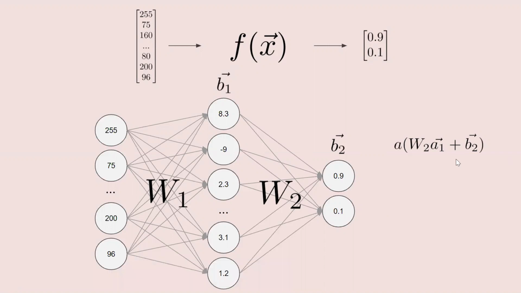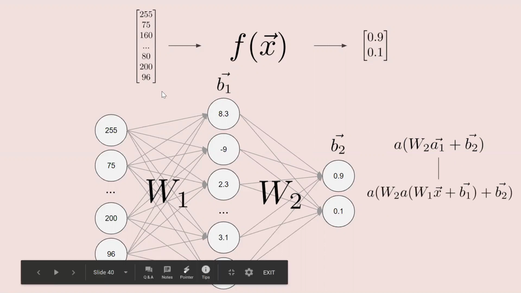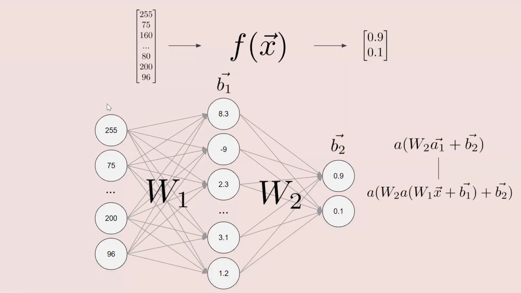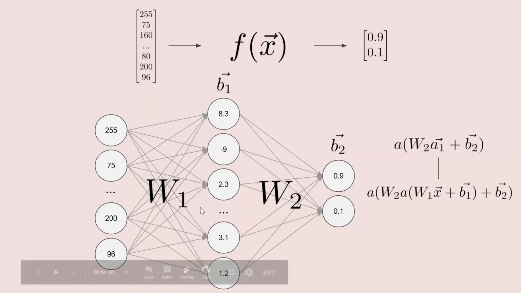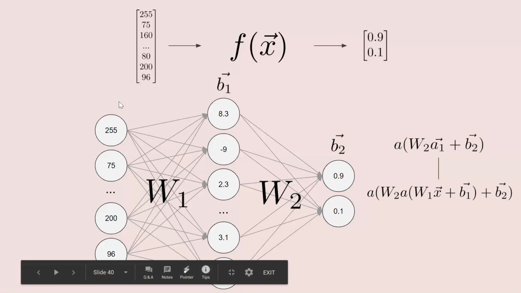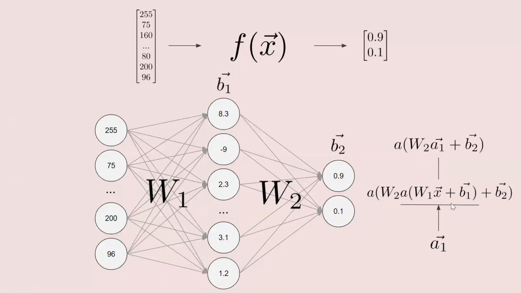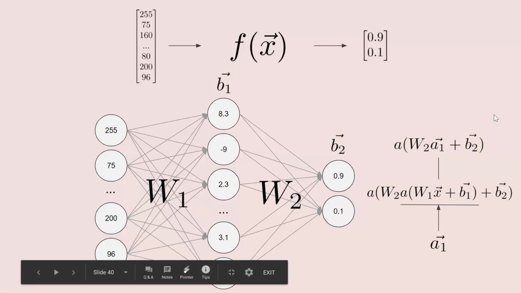But of course, our activation in the previous layer is actually just calculated somehow, right? And the way it's calculated is the activation of the matrix multiplication of the first layer's weights and the input vector, plus the first layer's bias. This is basically A1. Any questions?